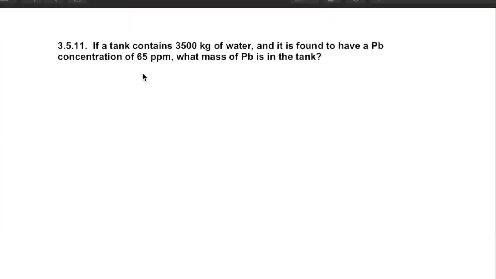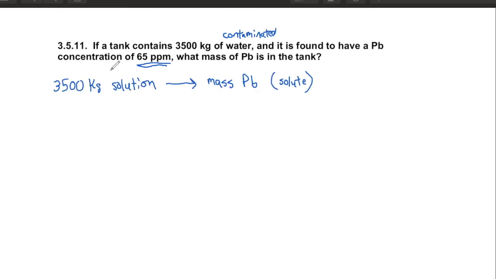For this problem, we are not calculating the concentration. So we have the concentration already given to us, and we're going to use that relationship to do a conversion. So this 3,500 kilograms of water, this is the contaminated water, so this is the solution. So we are converting from 3,500 kilograms of the solution, the contaminated water, into the amount of lead, which is the solute. And the relationship that we have, the 65 ppm, that's a relationship.